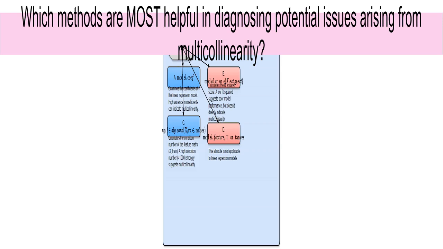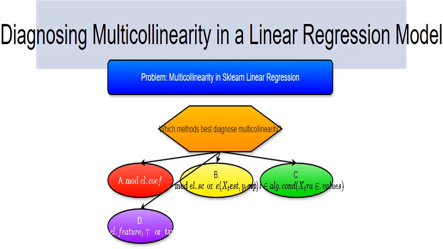I'm zeroing in on the methods that are most effective at helping me figure out if I have a multicollinearity problem. I want to make sure I use the right tools to get accurate results. I'm tackling the challenge of identifying multicollinearity, which is when predictor variables in a linear regression model are highly correlated. This creates instability and makes interpreting the model's results difficult. I'm looking for the best ways to spot this problem.